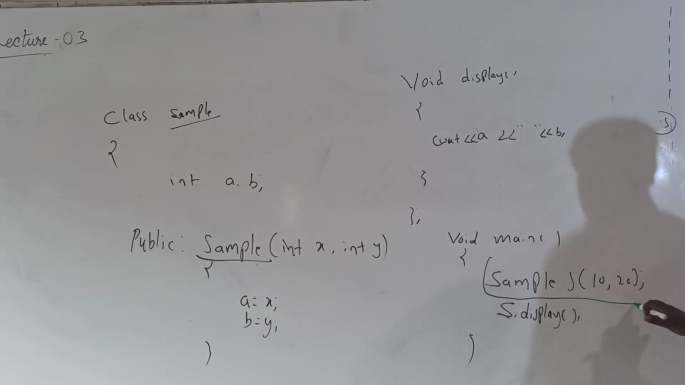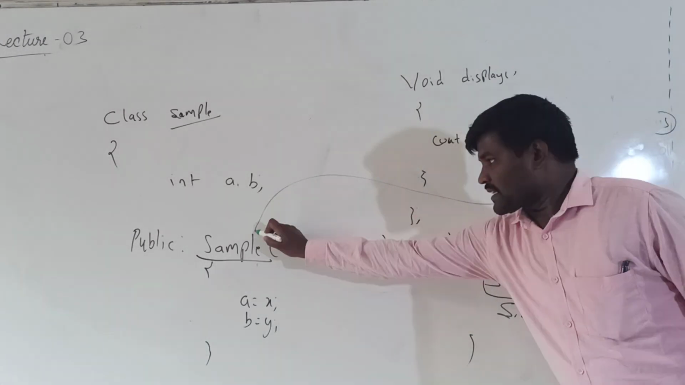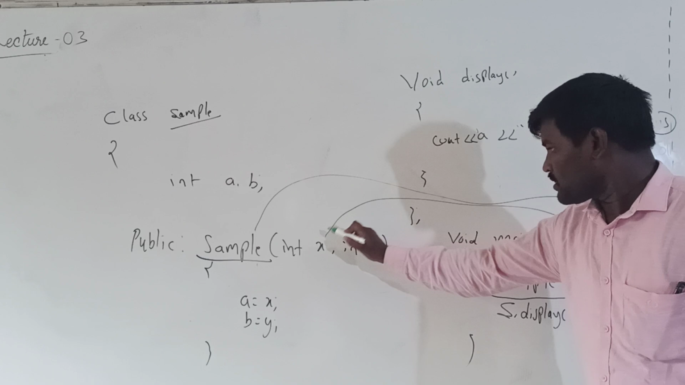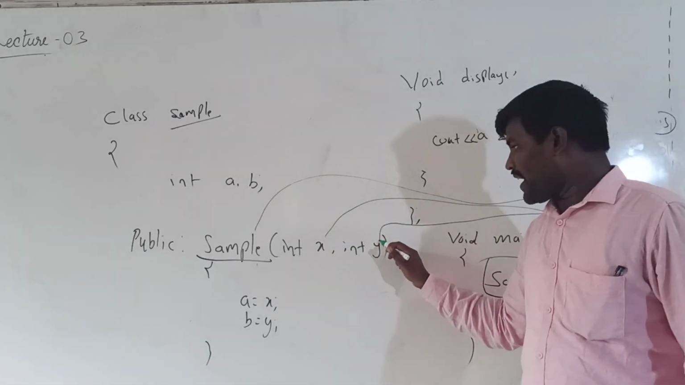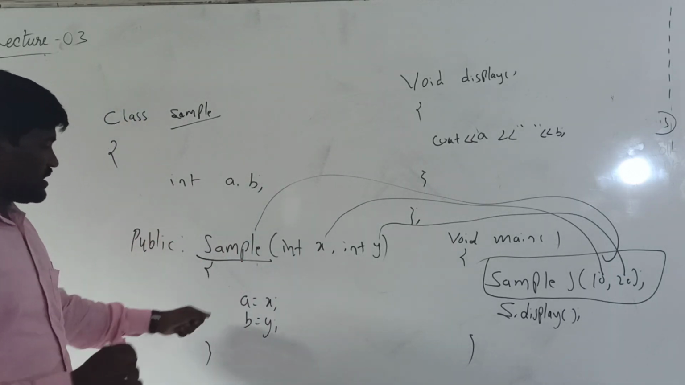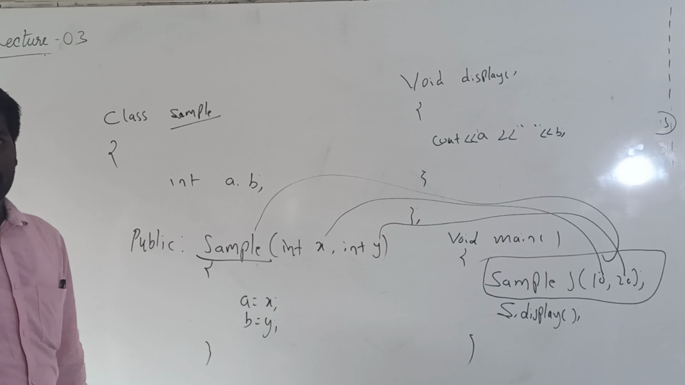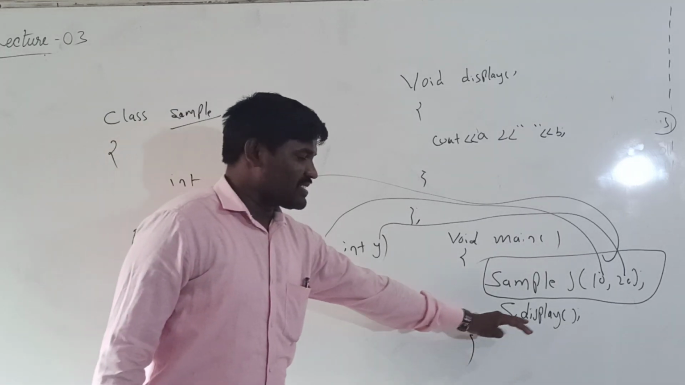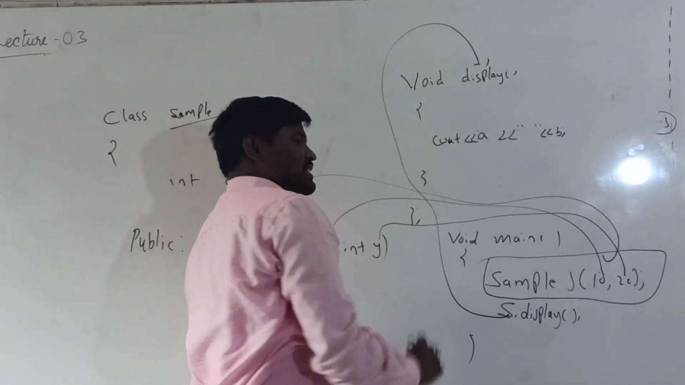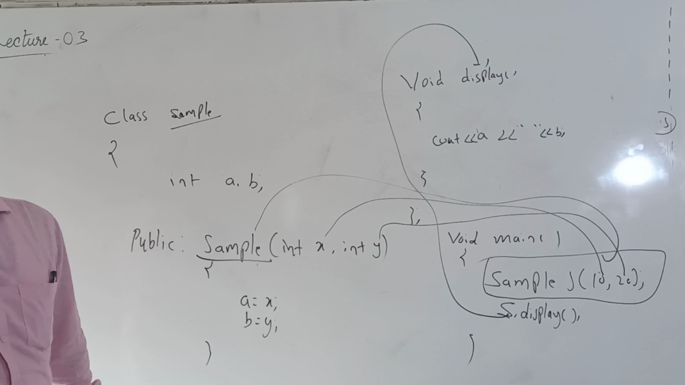Here sample s(10, 20) means it will call the sample constructor. 10 is stored in x and 20 is stored in y. Finally x and y are assigned to a and b. a = x means x is stored in a and y is stored in b. Finally s.display means it will call the display function. Here it will print a and b. I already explained this example in the last class.